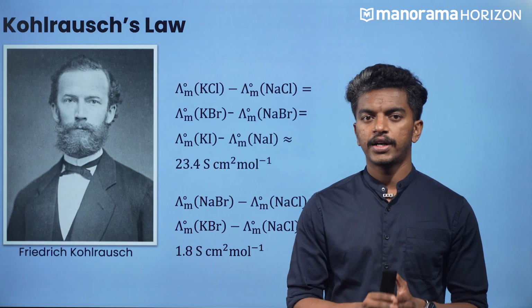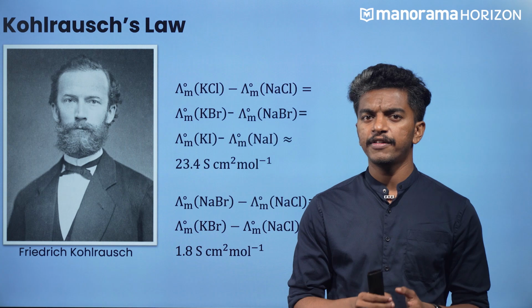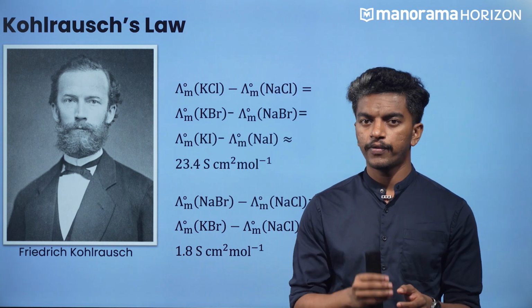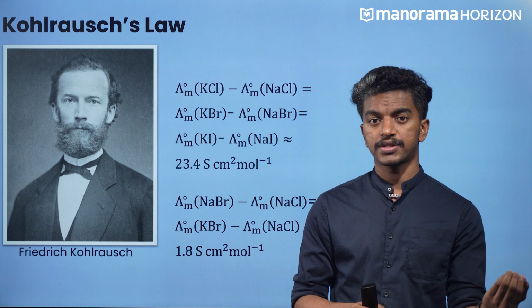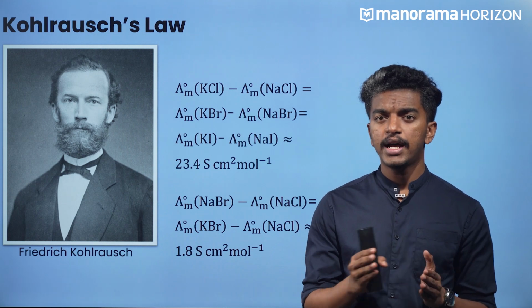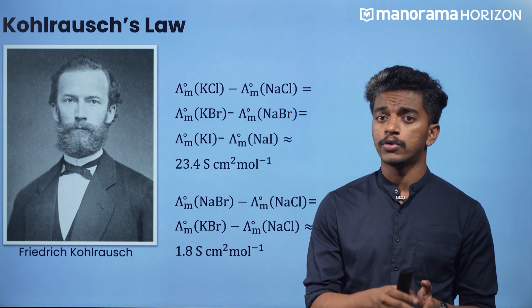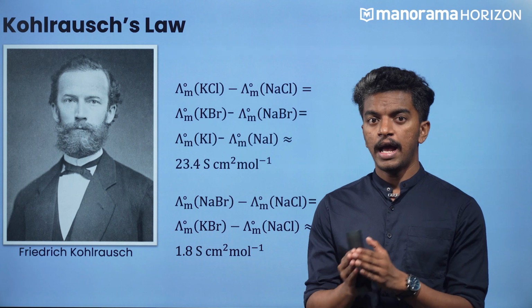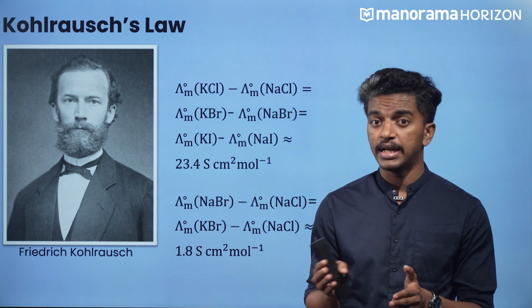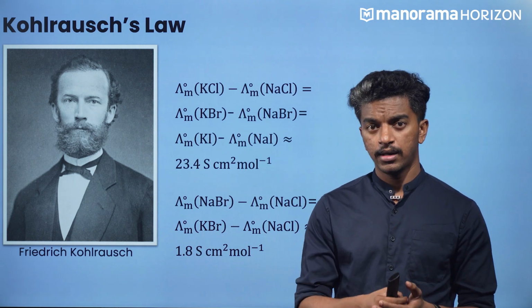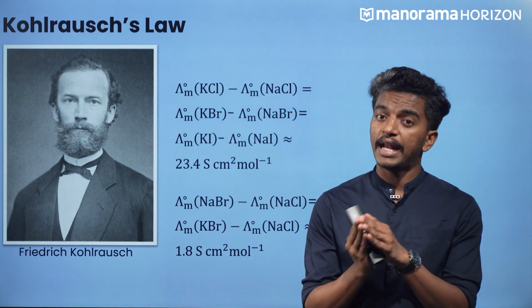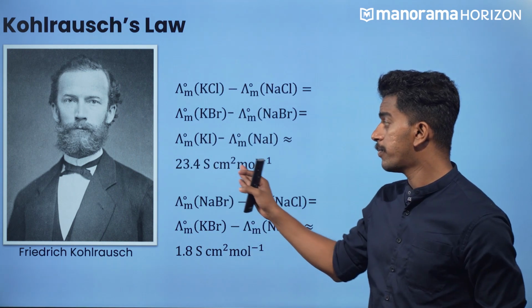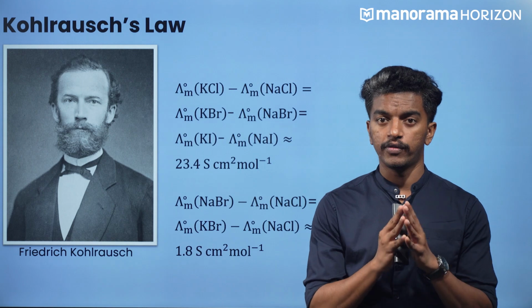German scientist Friedrich Kohlrausch observed that the difference in the limiting molar conductivities of electrolytes of the type NaX and KX remains constant. That means Λm0 of KCl − Λm0 of NaCl will be equal to Λm0 of KBr − Λm0 of NaBr, which is also equal to Λm0 KI − Λm0 NaI, which is equal to 23.4 Siemens centimeter square mole inverse.